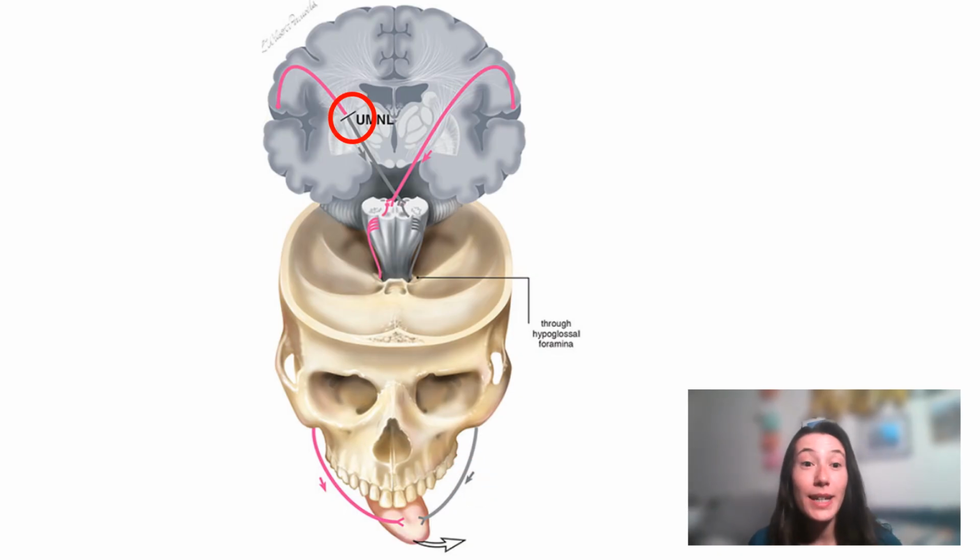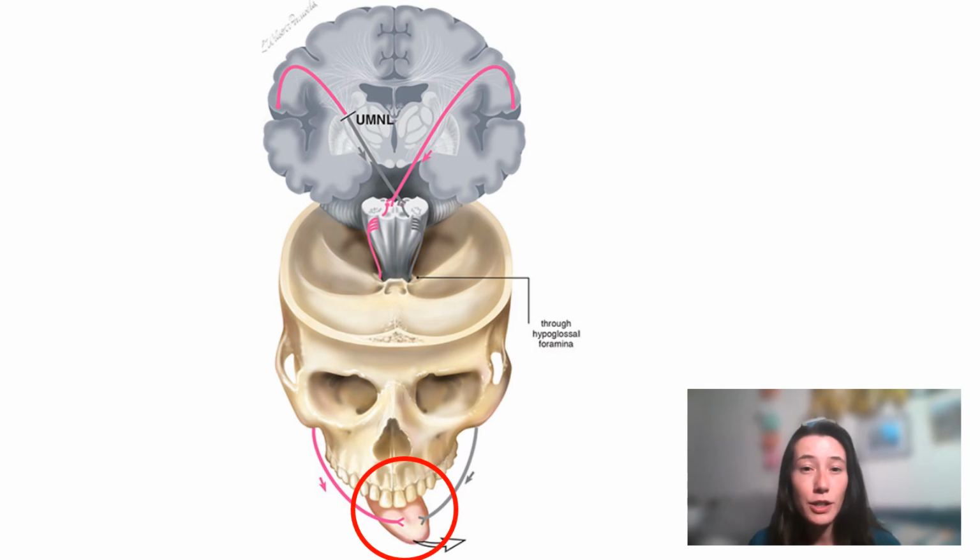So as a recap, a right-sided upper motor neuron lesion is going to result in a left-sided tongue muscle deficit. A left-sided lower motor neuron lesion will also result in a left-sided tongue muscle deficit.